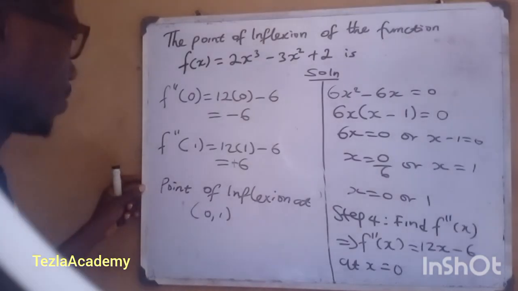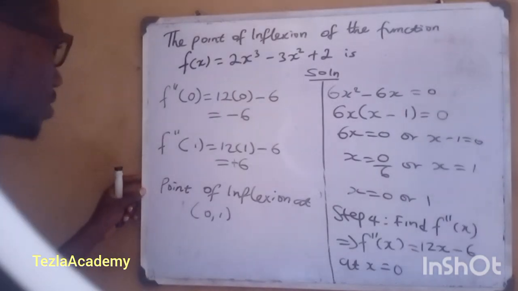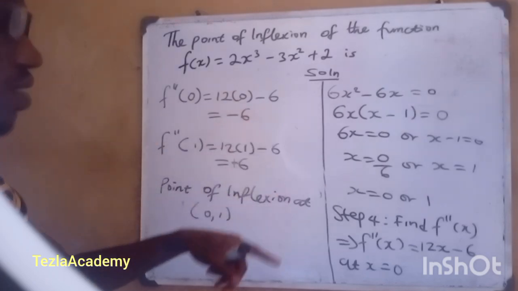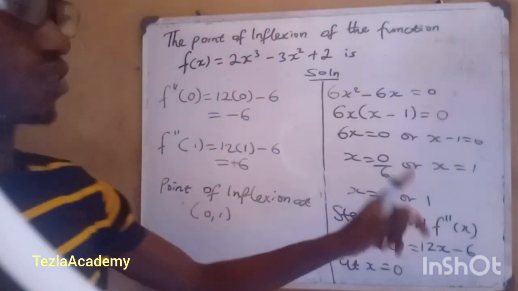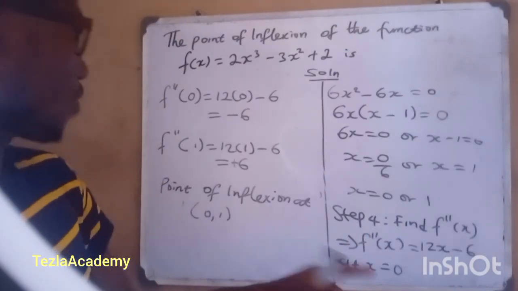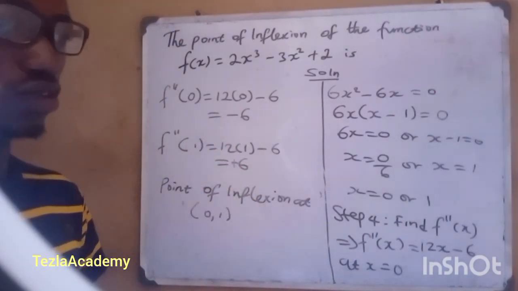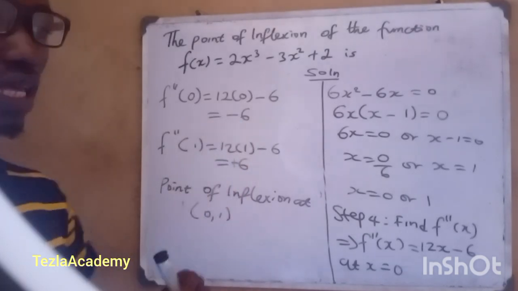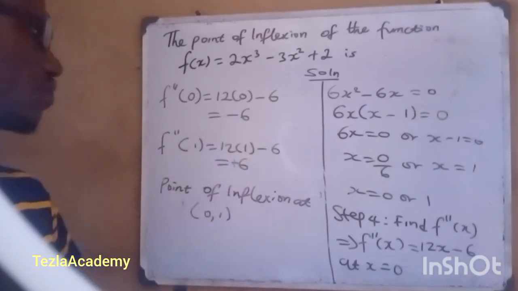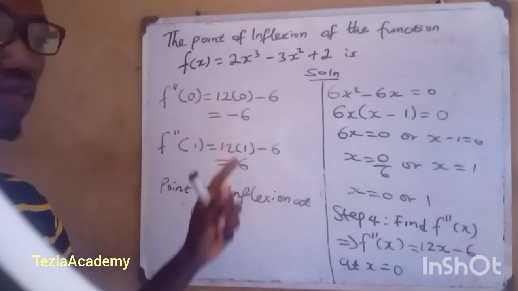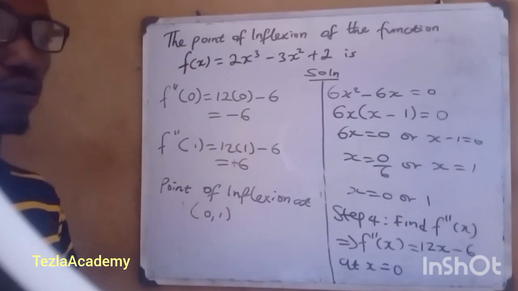Or we can still say, assuming we solve and get 0, sometimes you solve this and get just one number. If you put that one number inside the second derivative and you get 0, it's also a point of inflection. So it's either you're getting two numbers with different signs, or you're getting the second derivative as 0. That gives you the point of what?